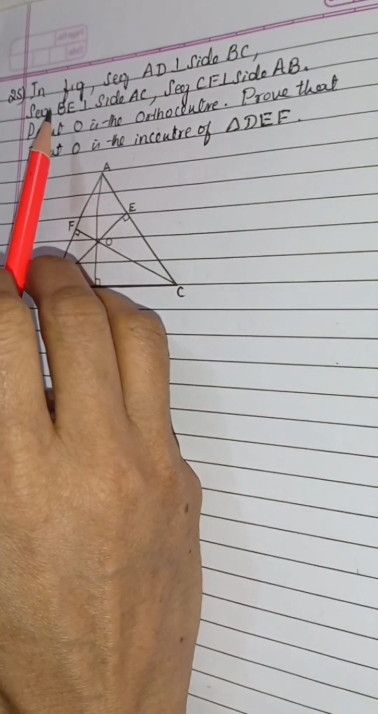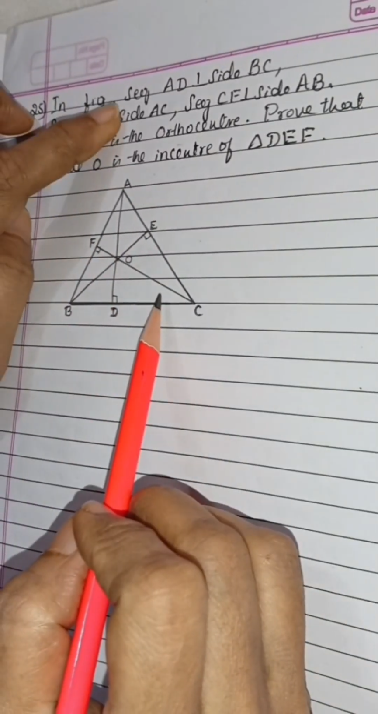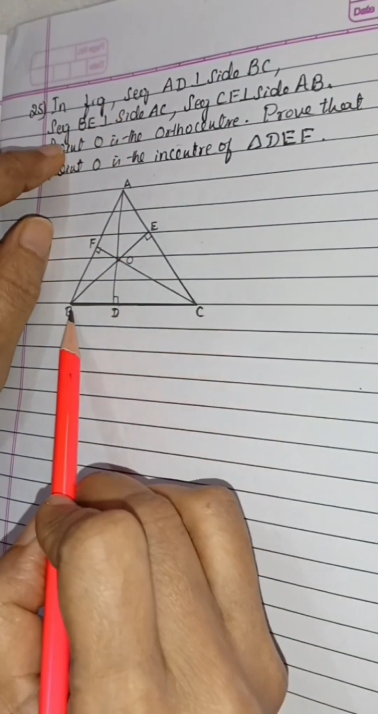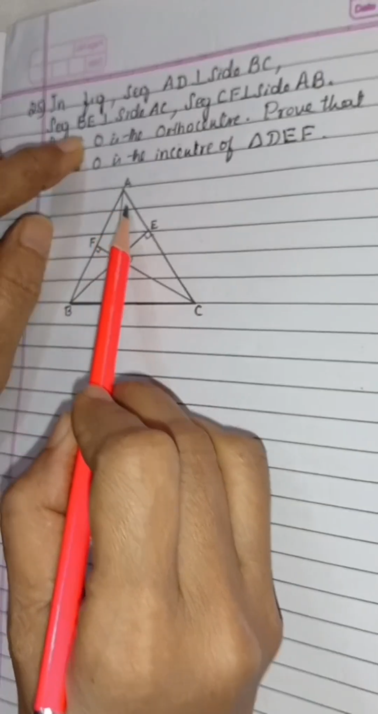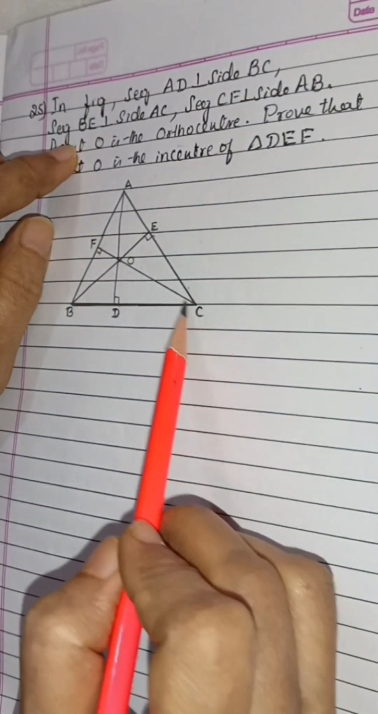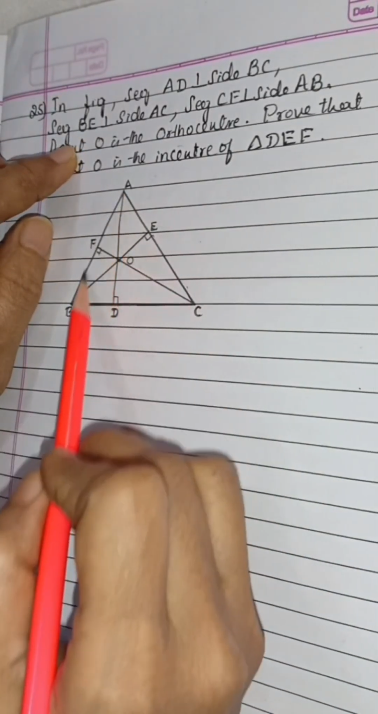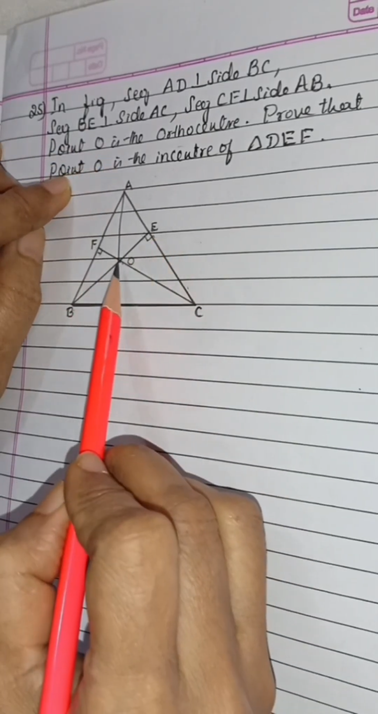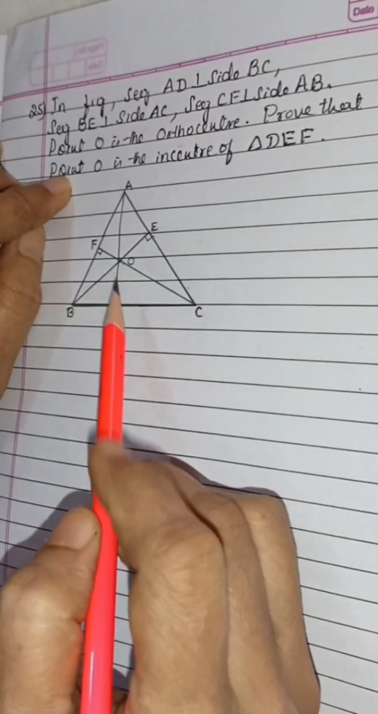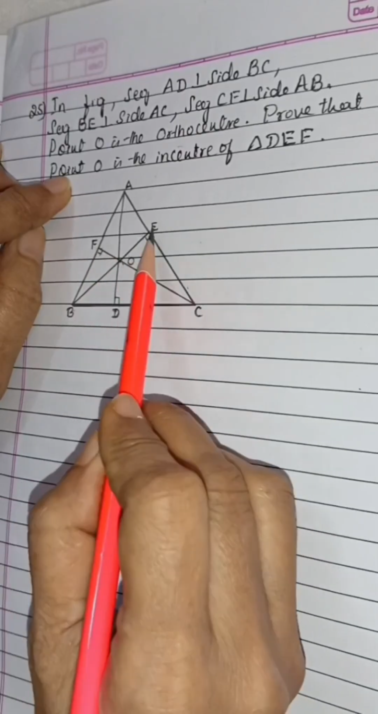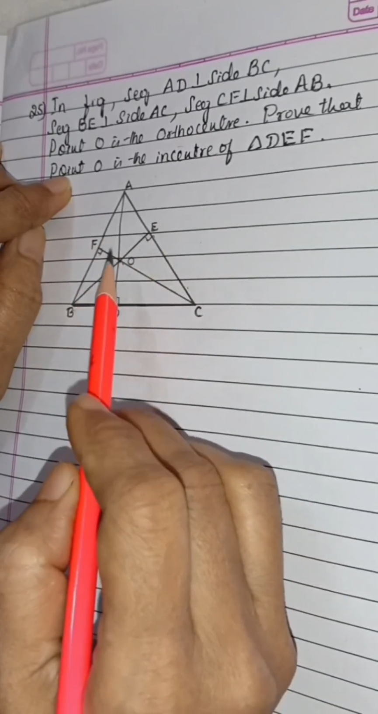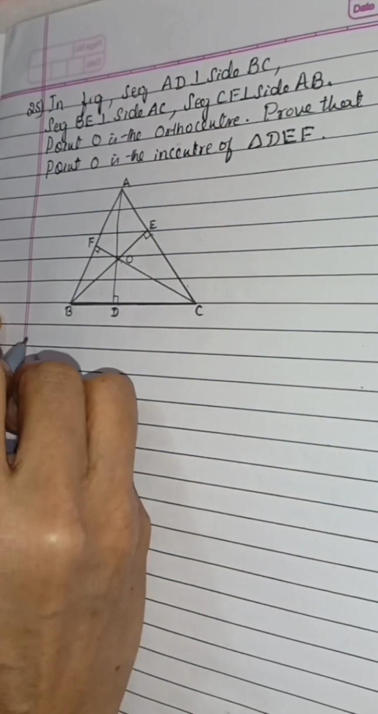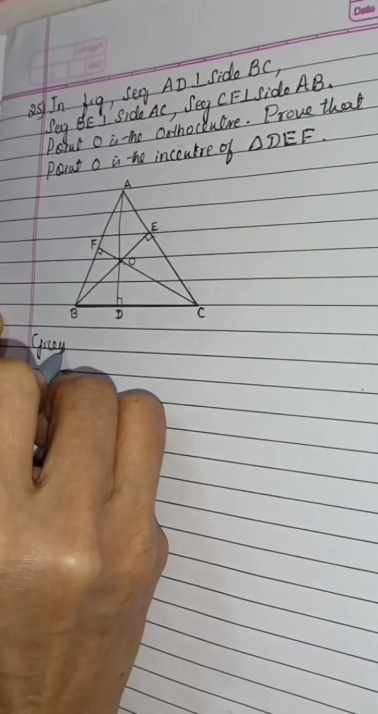Question number 25. In this figure, segment AD perpendicular to side BC, segment BE perpendicular to side AC, and segment CF perpendicular to side AB. Point O is the orthocenter. Prove that point O is the incenter of triangle DEF, that we have to construct. Okay, see, in this figure, first we'll write the given.